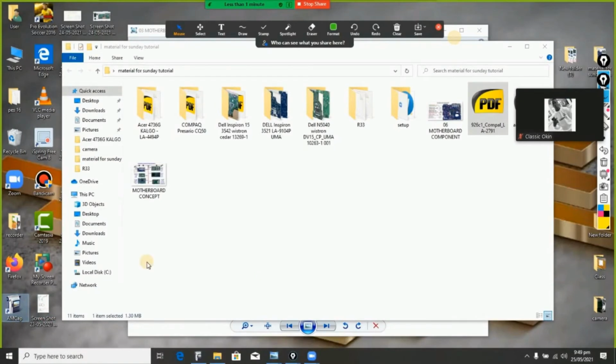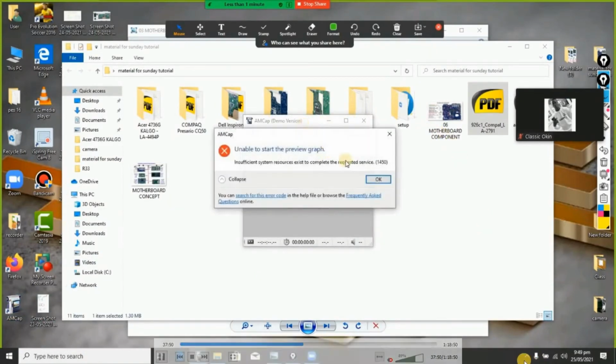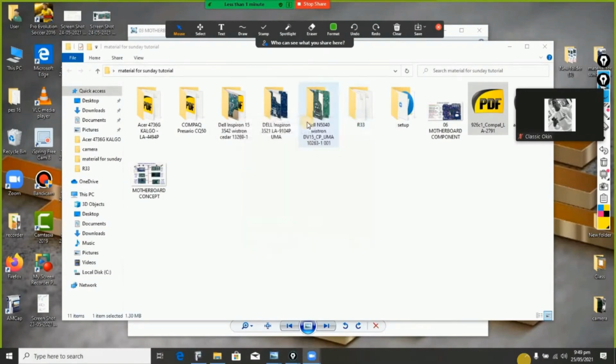So there is something we call layers. Whenever we are talking about layers in a motherboard, layers is okay. This camera has started. Let me use my zoom camera.